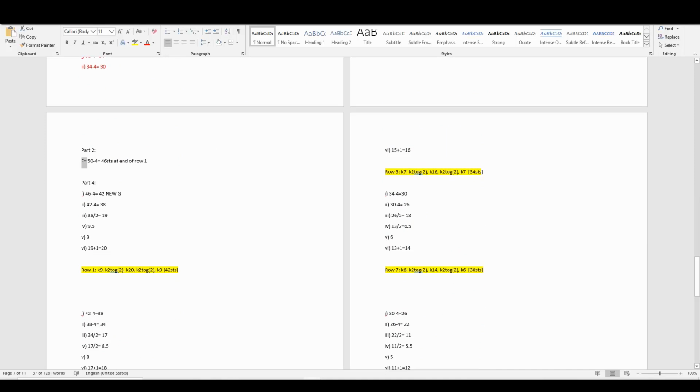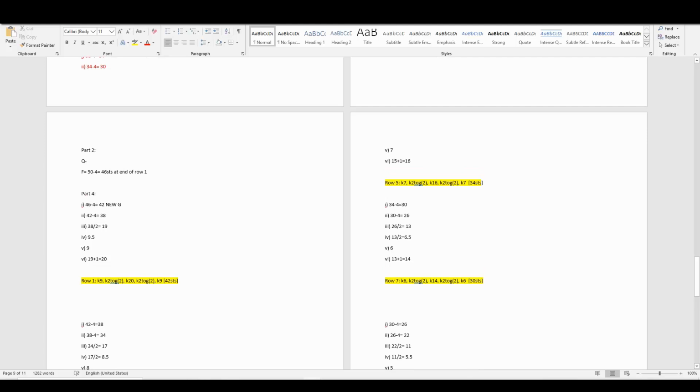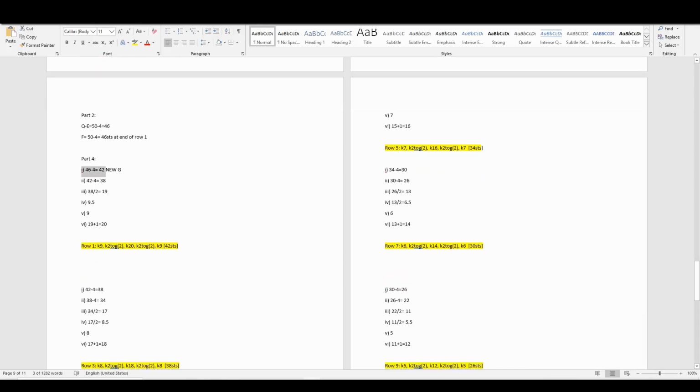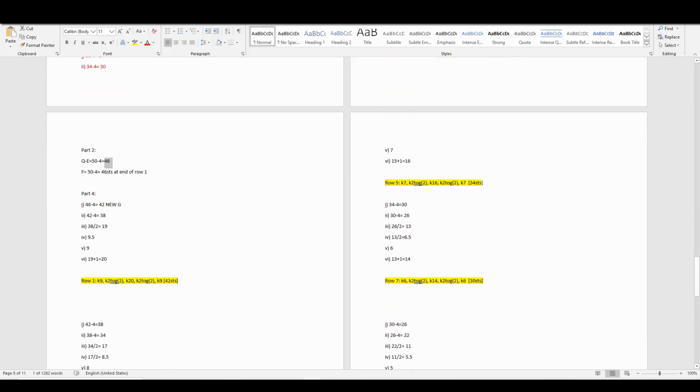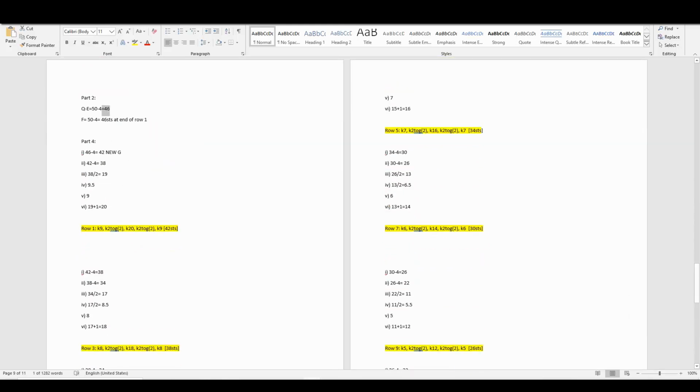So what you want to do is take Q minus E. Okay? So before row 1, you do Q minus E. Q minus E, so in this case is 50 minus 4 equals 46. So you take that number, 46, and you apply it to your beginning equation. So 46 becomes our new G. So you just start applying it to the equation now. So for row 1, you take new G minus E. So 46 minus E, which is 4, equals 42, which is our new G.